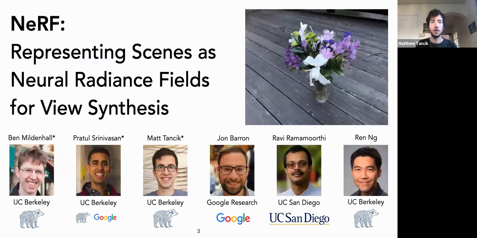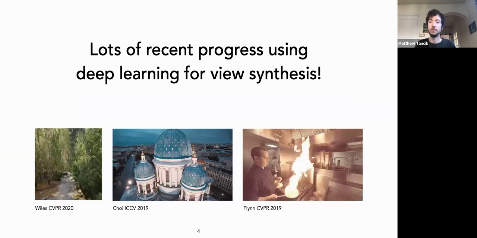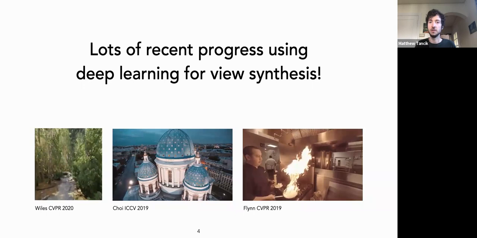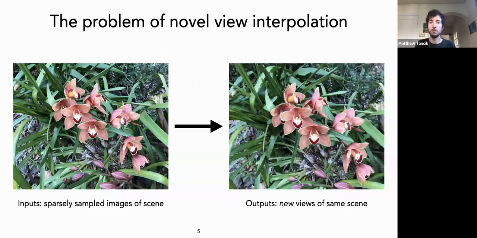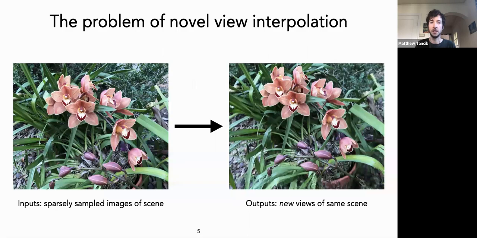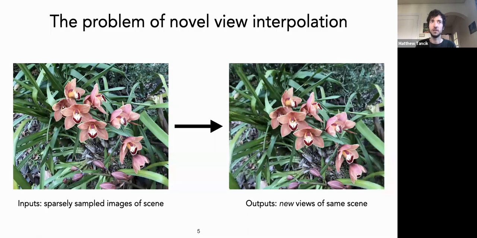So first I'll talk about NeRF, which is representing scenes as neural radiance fields for view synthesis. There's been a lot of recent progress in using deep learning for novel view synthesis. We're able to produce pretty incredible photorealistic content from sparsely sampled imagery. For this talk, I'm going to focus on the specific problem of view interpolation. This is where you get multiple input views of a given real-world scene along with the corresponding camera poses. And then you use them to render photorealistic new views of that same scene that interpolate between the given views.